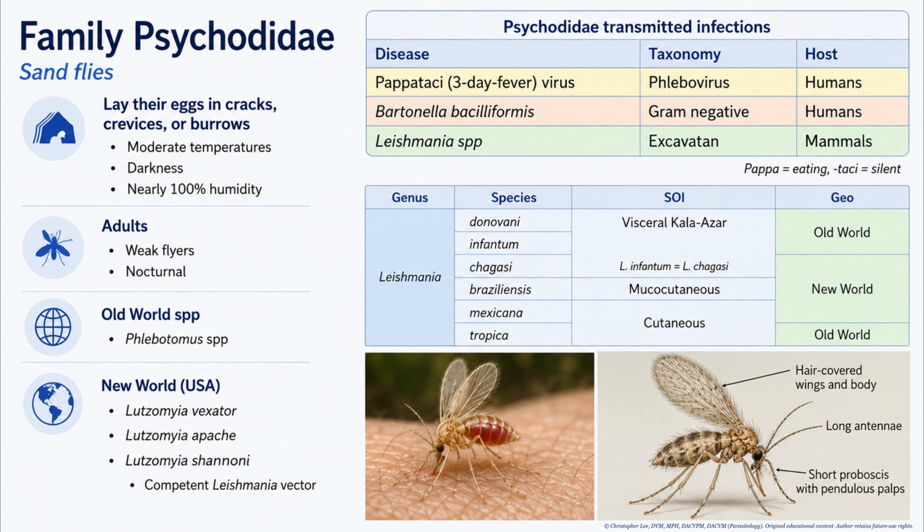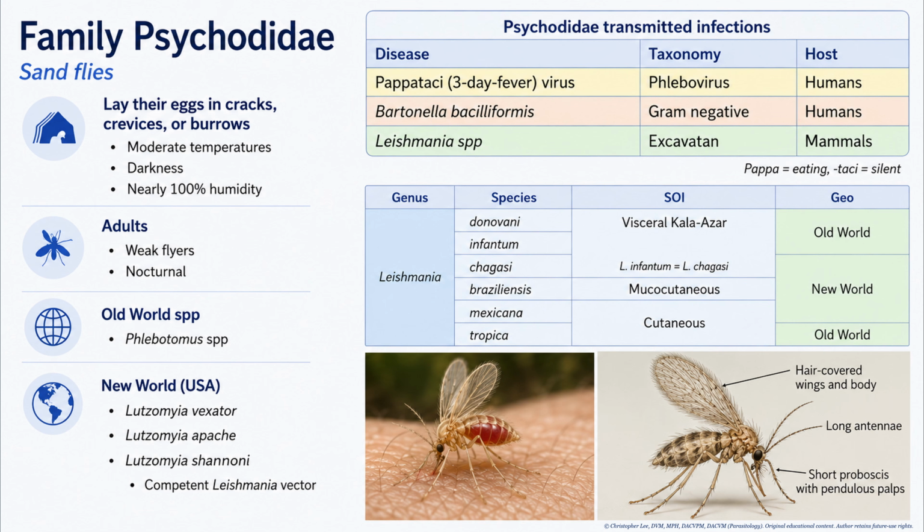Sandflies lay eggs in protected microhabitats, such as cracks, crevices, and burrows. They prefer moderate temperatures, darkness, and very high humidity. As weak flyers, they are often nocturnal or crepuscular. Psychodidae transmitted infections include Pappataci or 3-day fever virus, Bartonella bacilliformis, and importantly, Leishmania. Some species of Leishmania impart visceral disease, others cutaneous, and some both.